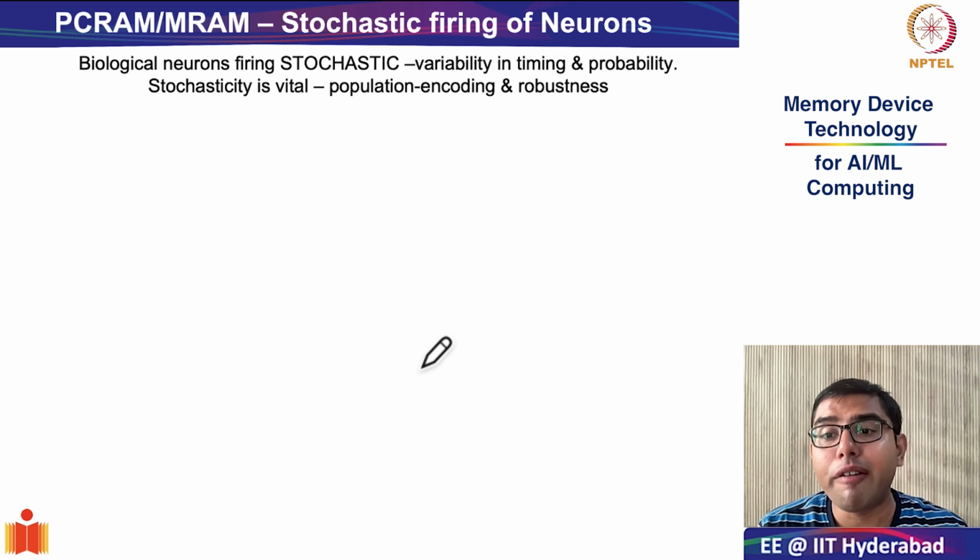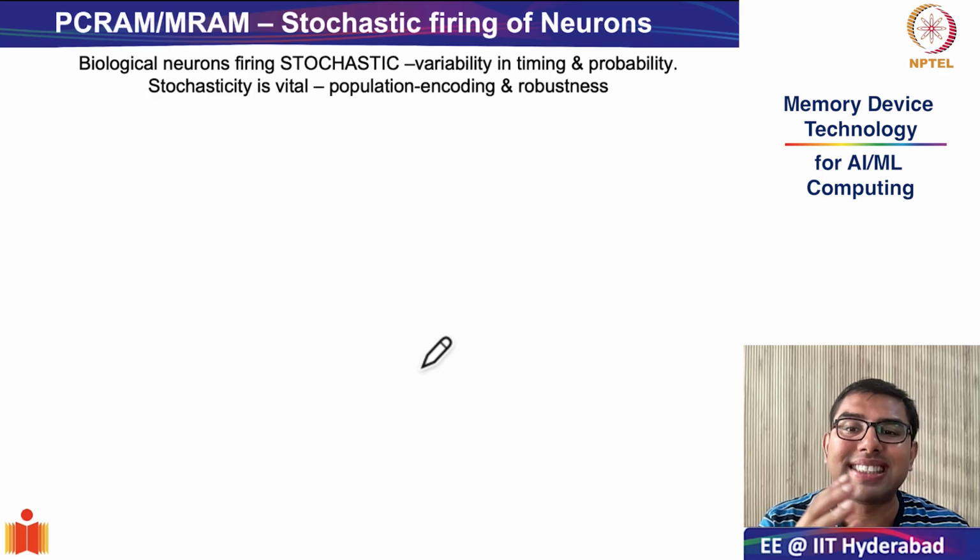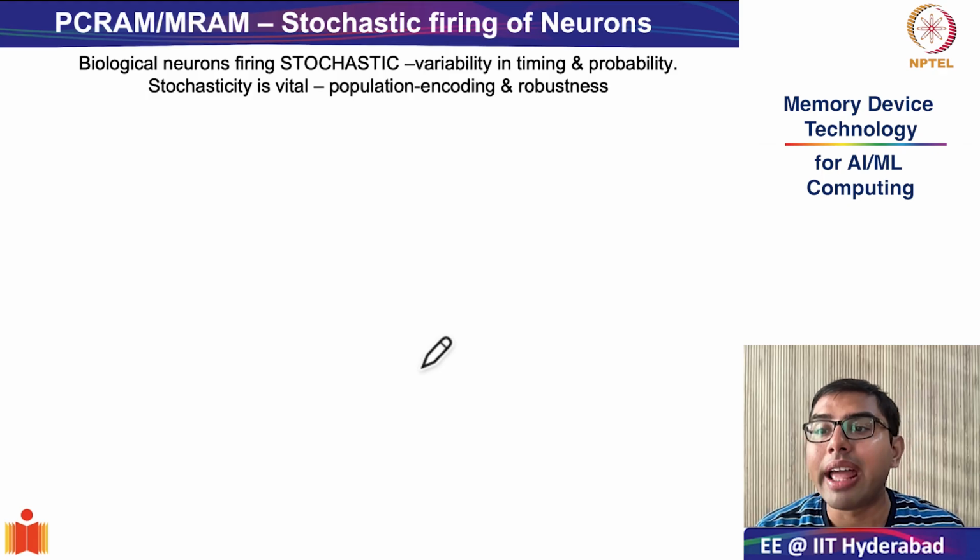Up till now, we have focused primarily on deterministic neurons, where the firing behavior is entirely predictable. Given a certain input, the device fires at fixed threshold every time. But in biological neurons, firing is not deterministic. Real neurons are inherently stochastic. There is a lot of randomness in the spike timing and firing probability due to different biophysical mechanisms.